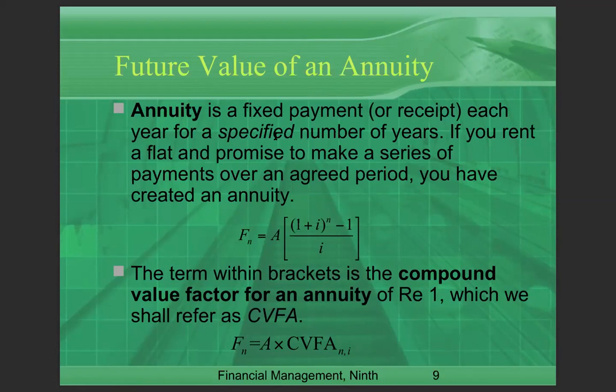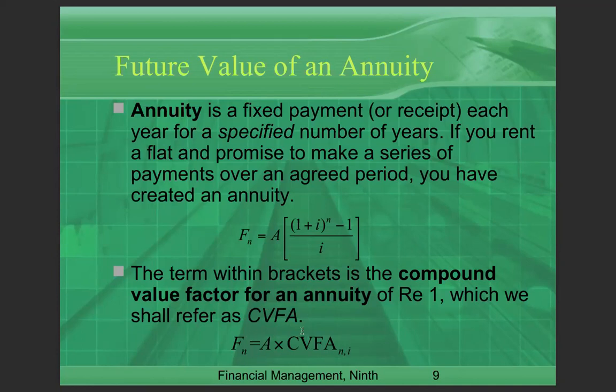The shortcut is, this value is known as compound value factor annuity. This is also available in the tables. Sometimes it need not be in the table, but you can also calculate manually like this.